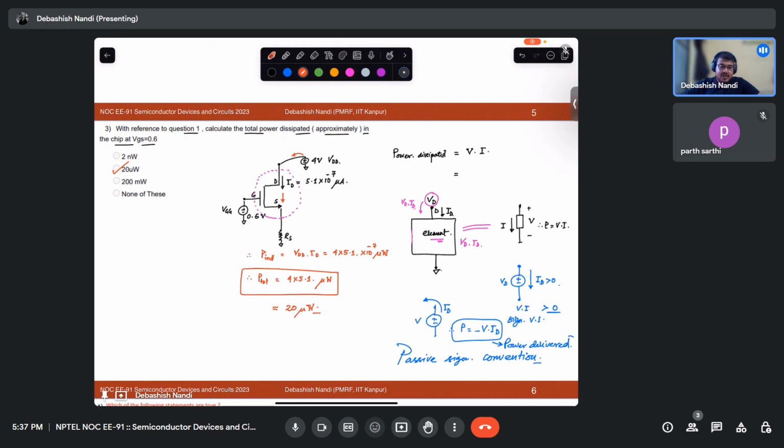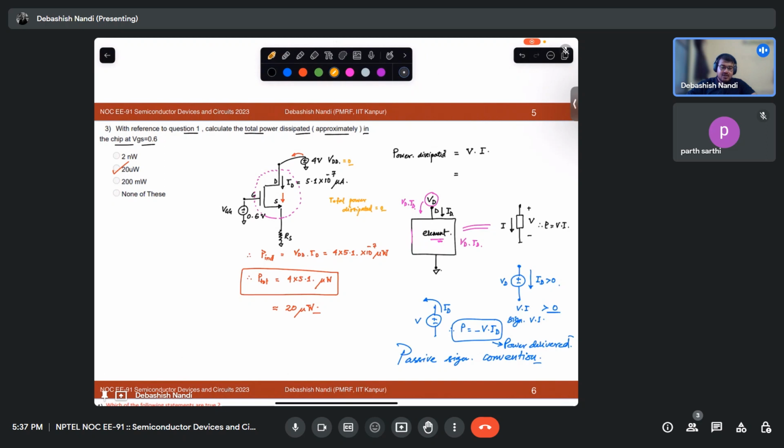If in any interview you are asked a tricky question, what about the gate terminal's power, or if I simply put my VDD equal to 0, then the total power dissipated would be 0. Because your gate terminal does not contribute to any power. Why? Because your gate current is 0.